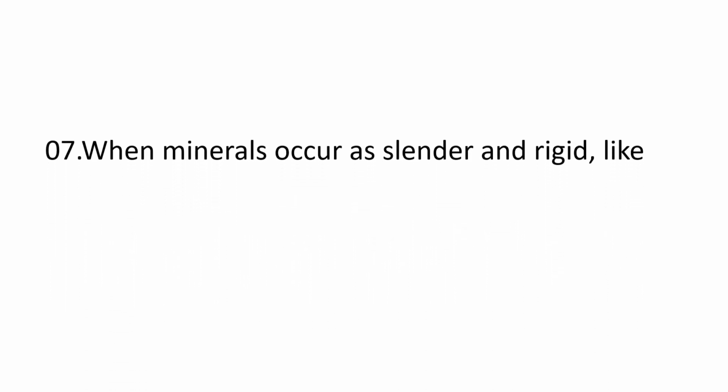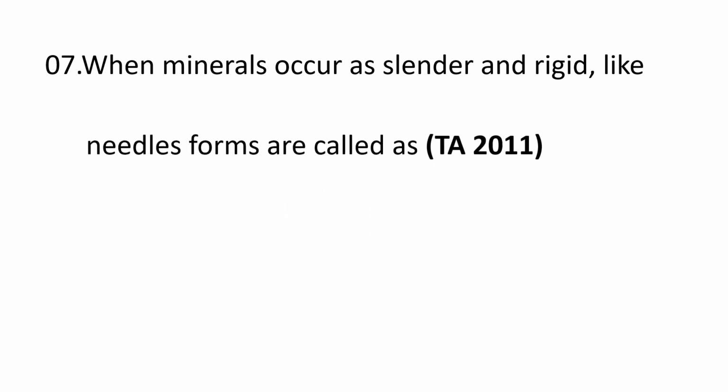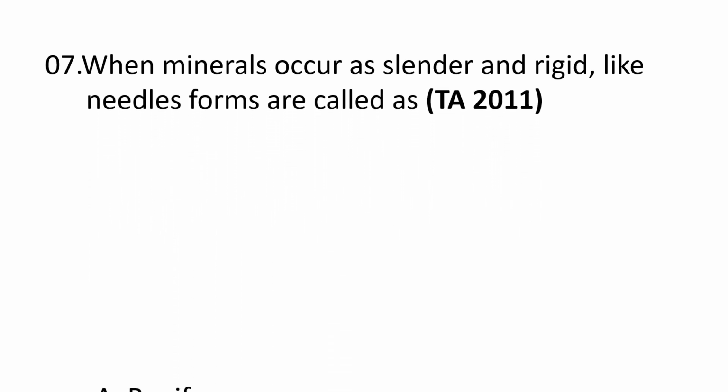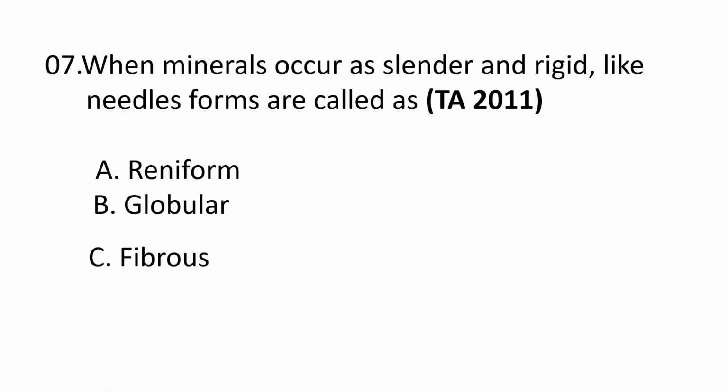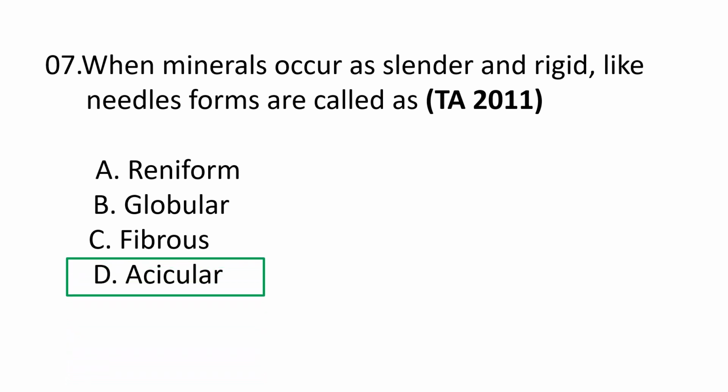Seventh question: when minerals occur as slender and rigid needle-like forms, they are called as. Choices are A. Reniform, B. Globular form, C. Fibrous form and D. Acicular form. The correct answer is D. Acicular form. In this habit, the minerals occur as rigid needles.